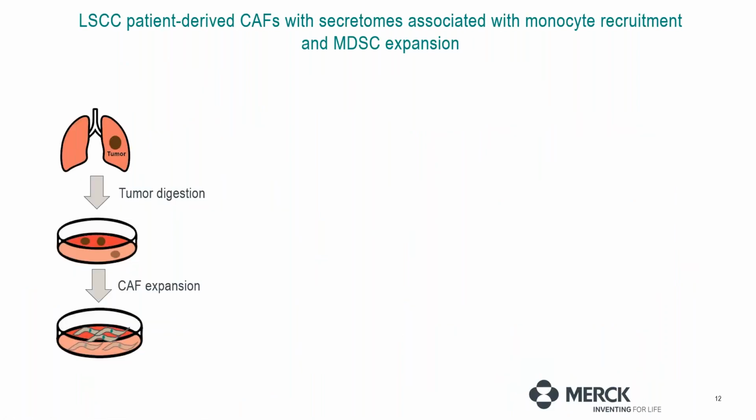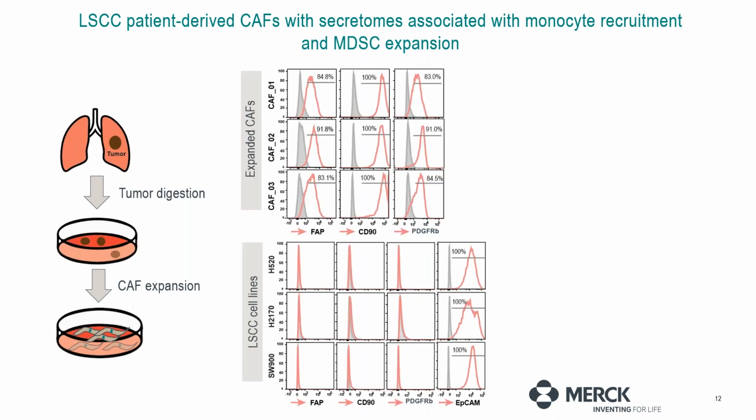To functionally characterize the association between CAFs and monocytic myeloid cells, we isolated CAFs from 3 primary fresh LSCC samples. The cells were confirmed by expression of fibroblast markers such as FAP, CD90, and PDGF-beta by flow cytometry. And indeed, these markers you can see here were not detected in lung squamous carcinoma tumor cell lines.